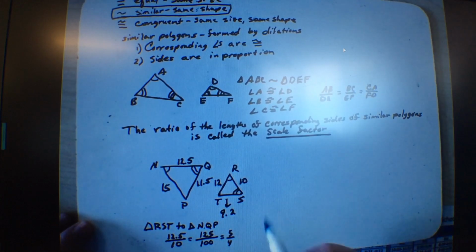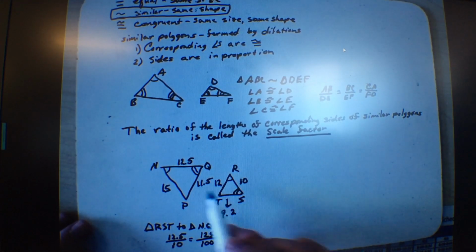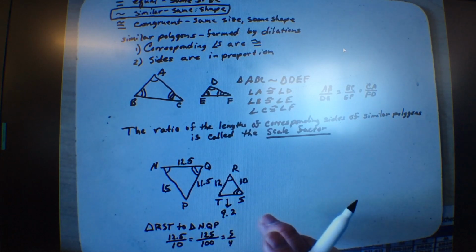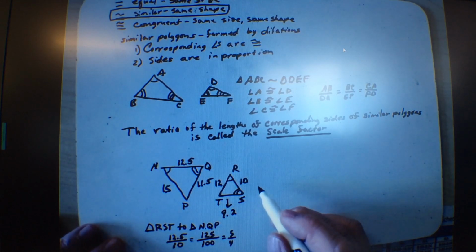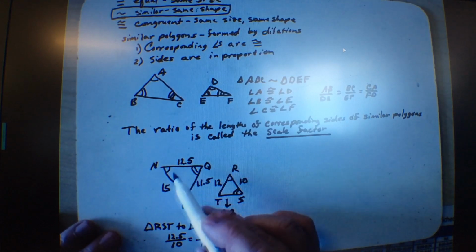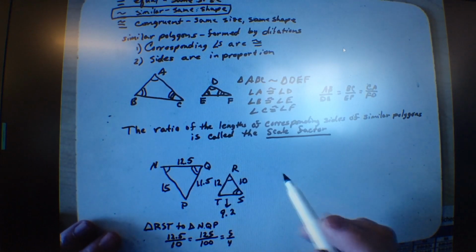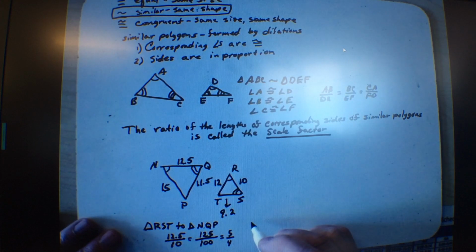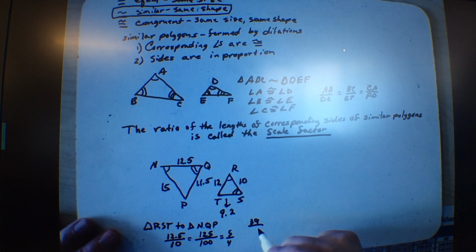Now, would you do me a favor? Grab your calculator, and let's keep RST to NQP. Did I get that right? Okay, I want to do the perimeters. So do the perimeter of this one. Add those up for me and tell me what you get. 39 for the bigger one. Okay, what's the smaller one? 31.2.